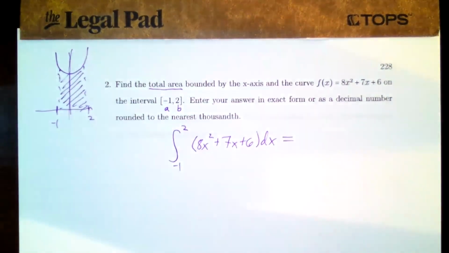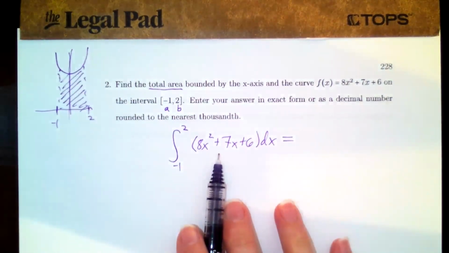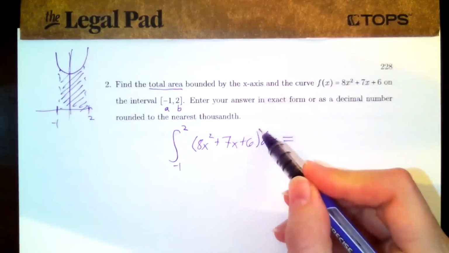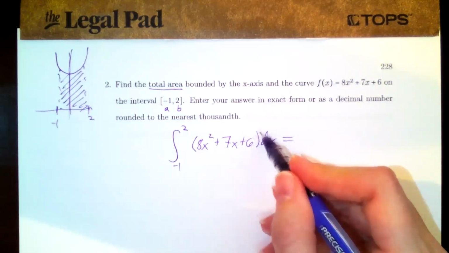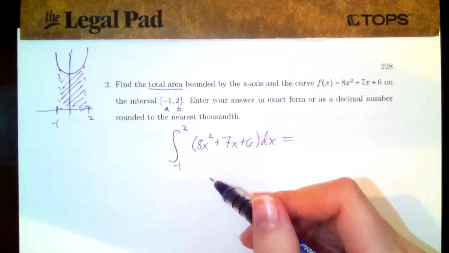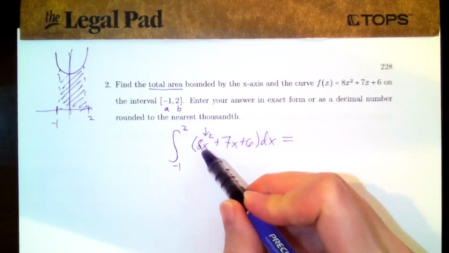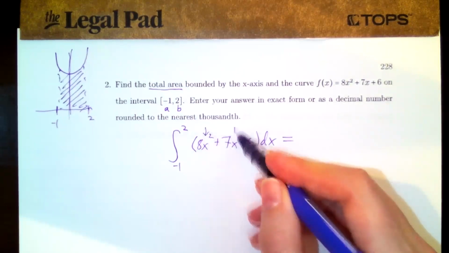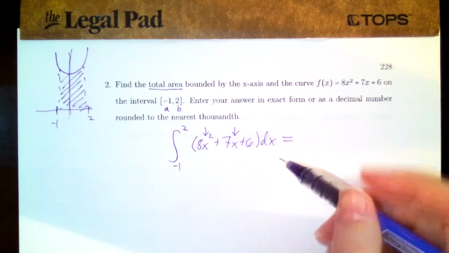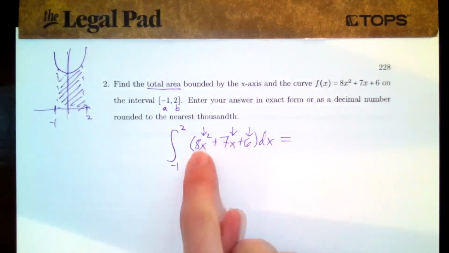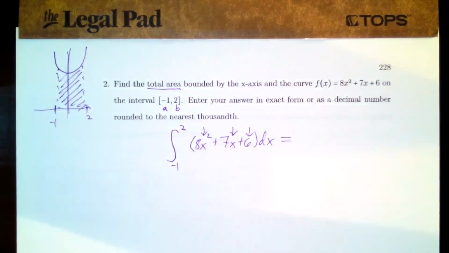So let's evaluate this. How would I integrate? Well, this is a function to the first power, meaning it doesn't actually have a power on it. I don't have to use a u-substitution here, but I can integrate this term by term. You can integrate 8x squared using a power rule. You can integrate 7x using a power rule. You can integrate 6 using the constant rule. So let's integrate this term by term, and then when I'm done, I will evaluate upper bound minus lower bound.